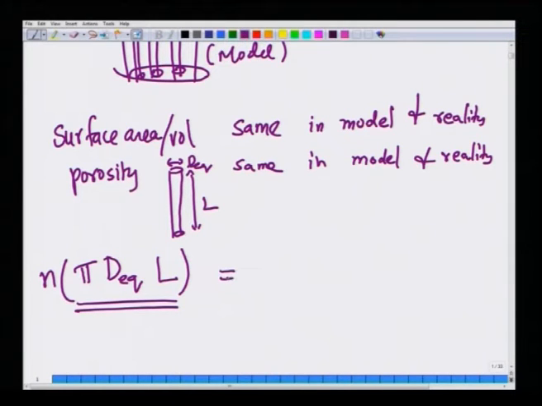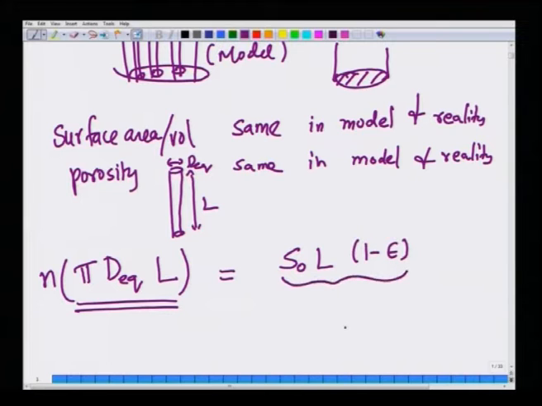So, this must be equal to the actual surface area that is present in the bed of particles. Let S naught be the cross sectional area of the empty bed, and L is the length of the bed. Epsilon is the void volume fraction or porosity, so 1 minus epsilon will be the solids fraction. S naught times L times 1 minus epsilon is the total volume occupied by particles, times the surface area per unit volume of a single particle, and for a sphere that is 6 by dp. For a non spherical particle we correct that with what is called the sphericity.